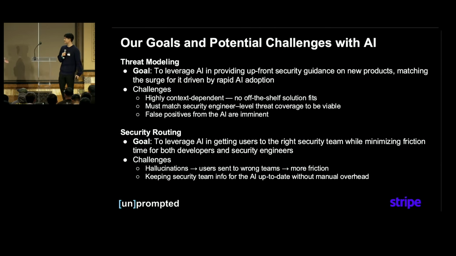Yeah, so there are two main problems we try to attack using AI for security at Stripe. One of them being security routing, and what I mean by that is how do we get users, given so many different security teams, to the right one, while minimizing development time and friction for security engineers.